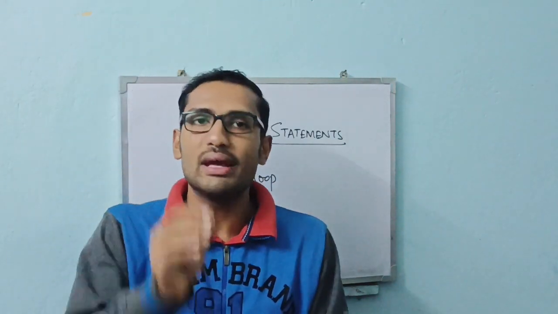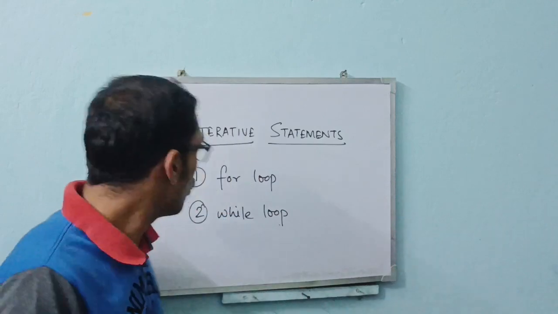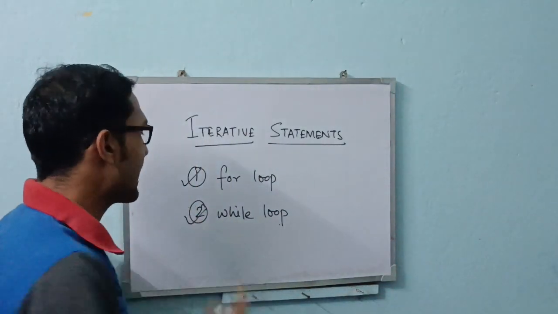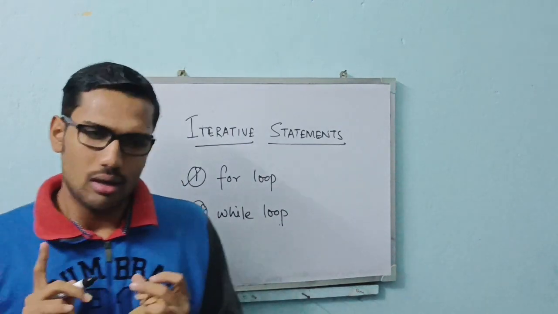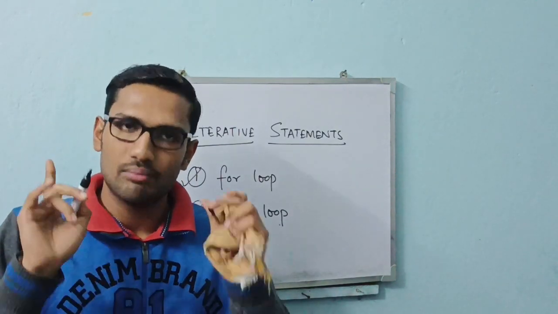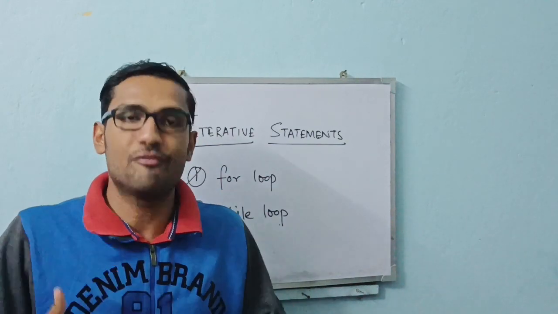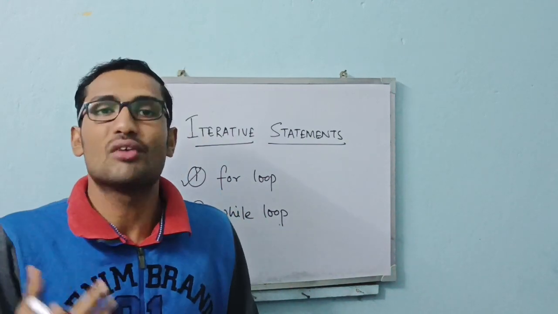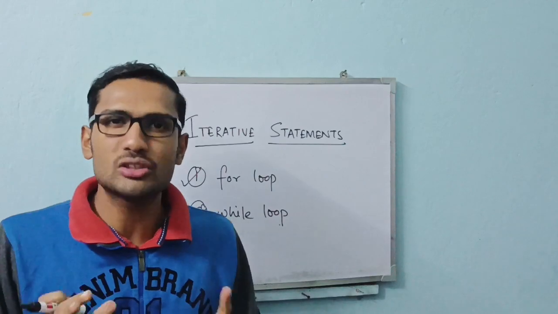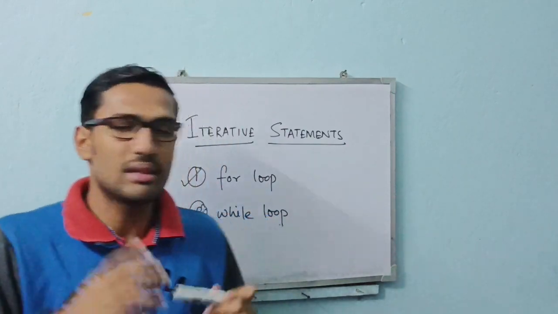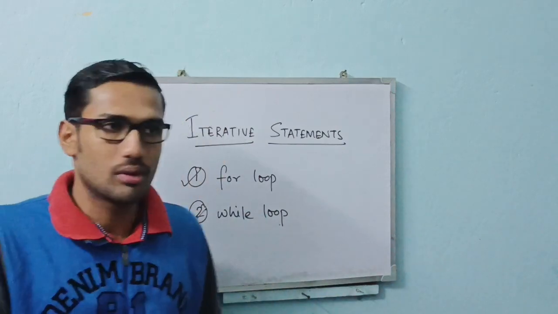Now, in case of Python, we have two looping statements. One is for loop and the second one is while loop. Today we will just discuss its basics, and from the next video we will start with one of the loops. I am planning to start with the for loop. So, let's discuss the basics of these loops.